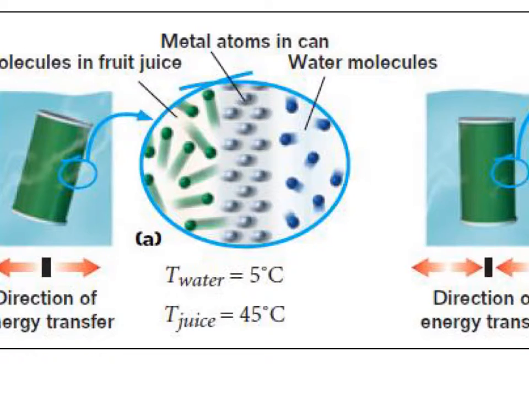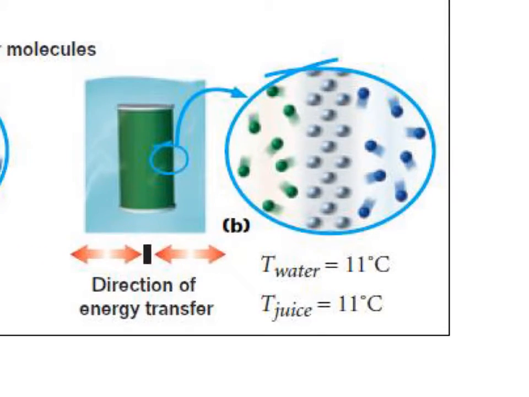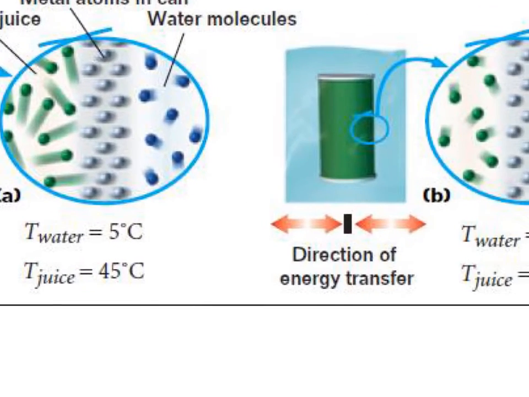Now, if we slide over a bit, and look what happens after a little while, we notice that these two things come into equilibrium at a temperature of 11 degrees Celsius. Now, in the next section, we're going to talk about how to determine that value, and we're going to be able to do that mathematically. Okay, in the next section we'll do that. But for now, recognize that the 11 is somewhere between 5 and 45.